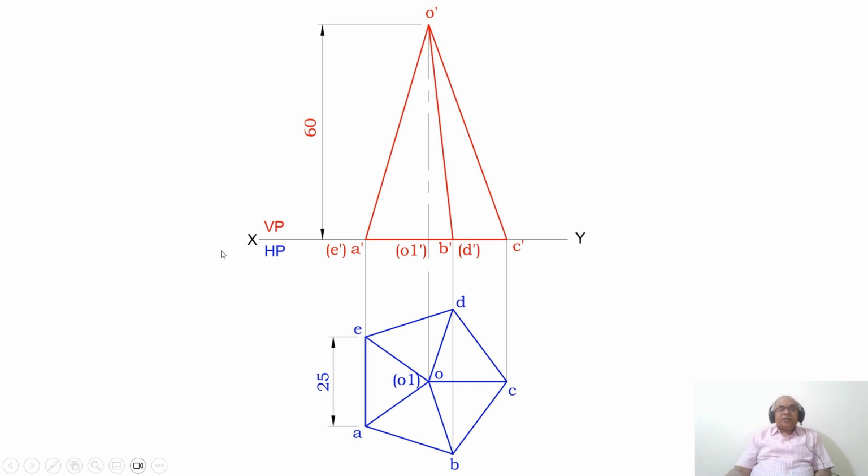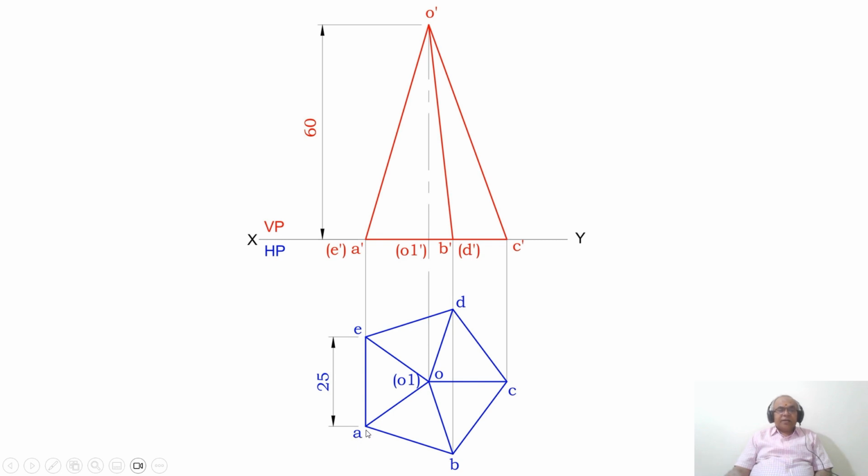Now, how to draw this manually? First, we are going to draw the XY line and you mark VP and HP. Since one of the edges is resting on HP, we need to start the problem from HP. So the side which is resting on HP has to be perpendicular to VP. Therefore, first you measure 25 mm and draw a vertical line and you mark those points as A and E.